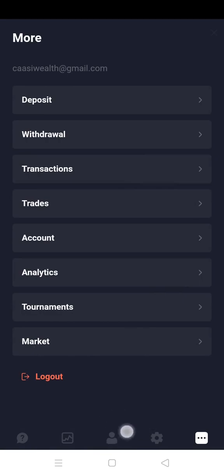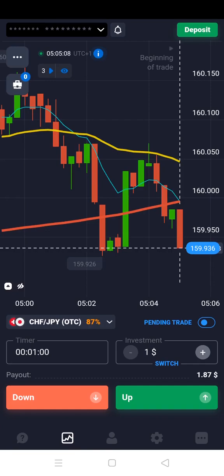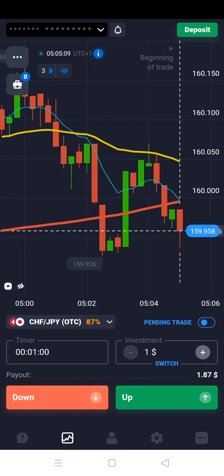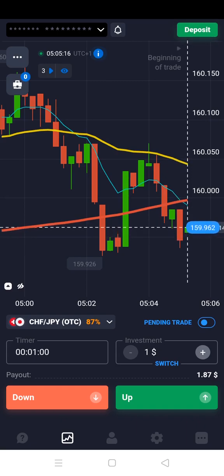Under the profile area, it's always important for you to set up your two-factor authenticator, so as to further secure your trading account. Please note that this particular section I'm about to explain is edited due to the recent updates on the app. I'm going to talk about the timer very quickly.